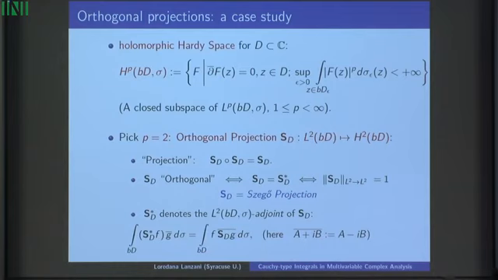Now here, orthogonality is measured with respect to the arc length measure for the boundary. Okay, so sigma is always going to be arc length measure for me. And I remind you that there are various characterizations of the notion of orthogonality. One is that the operator is self-adjoint, and the other one is that the operator has minimal L2 norm.